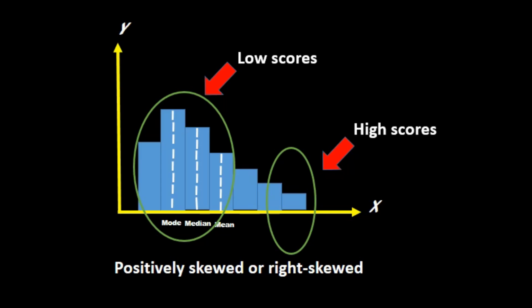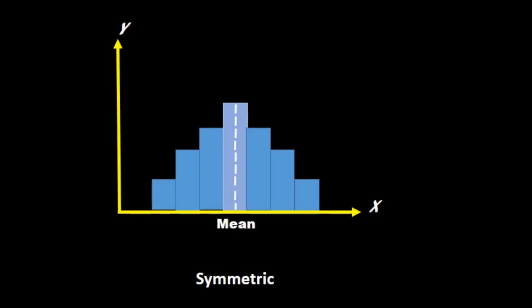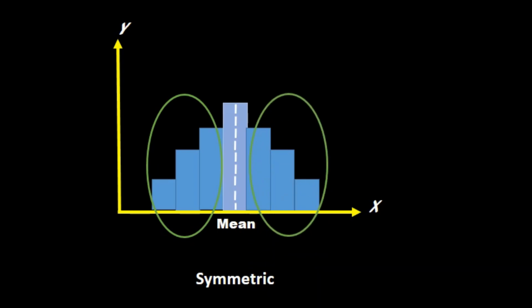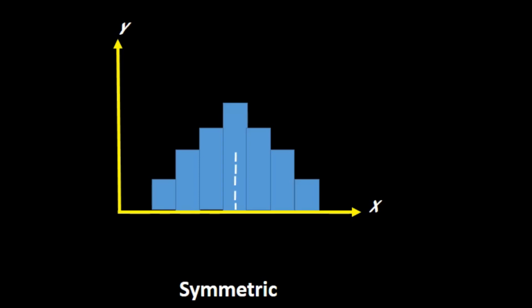In a symmetric distribution, the data values are evenly distributed on both sides of the mean. When the distribution is unimodal, by the way, unimodal is when the data set has only one value that occurs with the greatest frequency, the mean, median, and the mode are the same and are at the center of the distribution. An example of a symmetric distribution is the height of adult males.